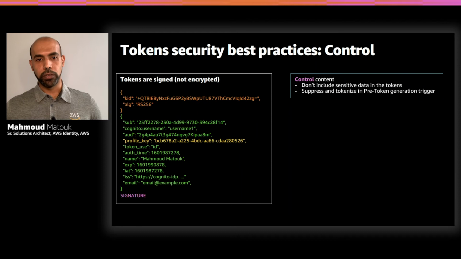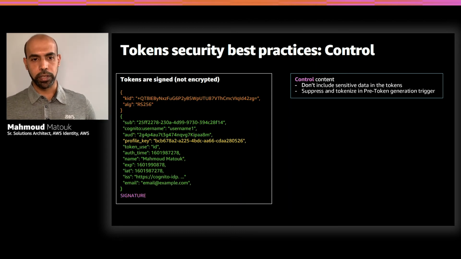If you need to include some data in the token, then I recommend to suppress or tokenize this data. For example, you can use the pre-token generation trigger to load data from your backend, put this in an object, put the object in cache, and then put the cache key in the token. So the token is still self-contained, it has some reference to the data, but the only component or module that has access to this actual data is your backend that has access to the cache layer.